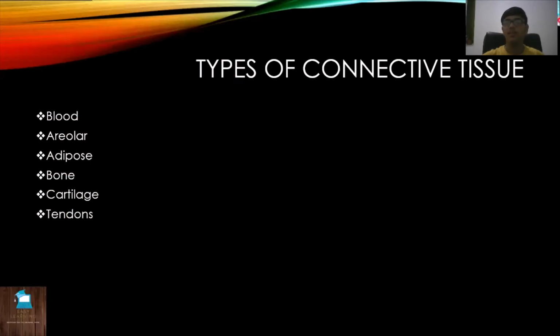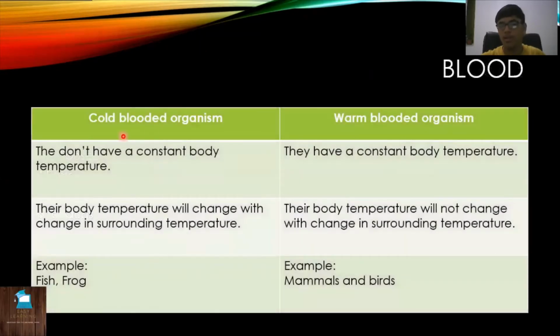So the epithelium tissues are finished. We started with connective tissue now. The first is blood, then second is alveolar, adipose, bone, cartilage, and tendons. First is blood, for the differentiation of cold-blooded and warm-blooded organisms.